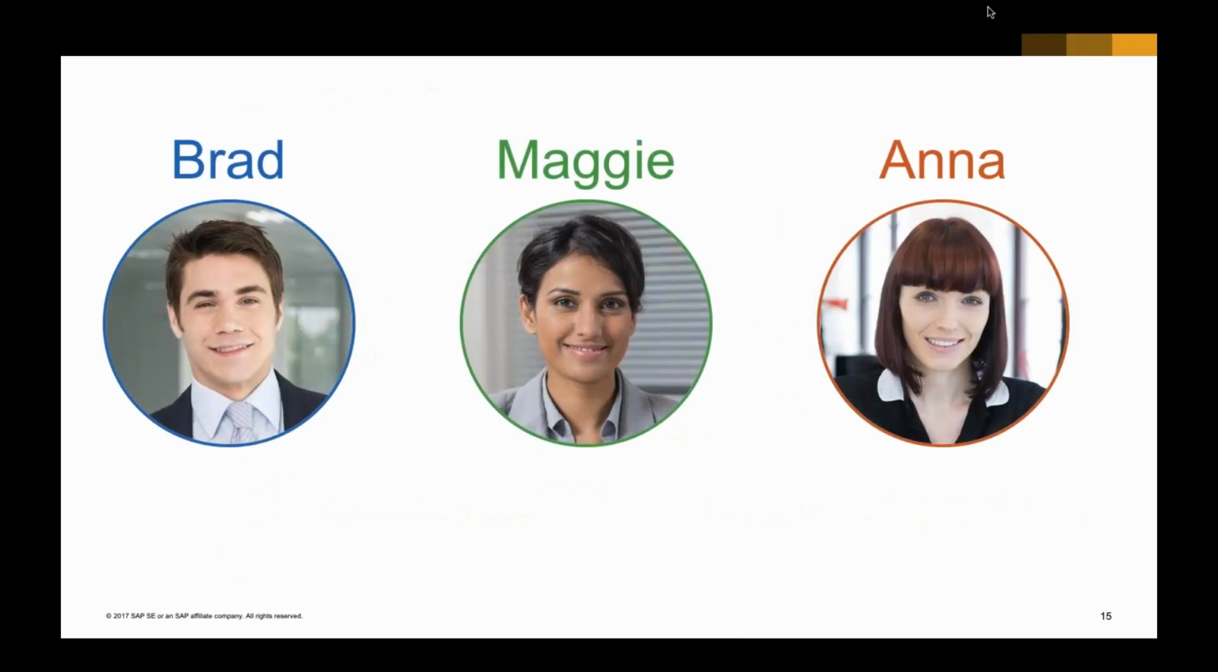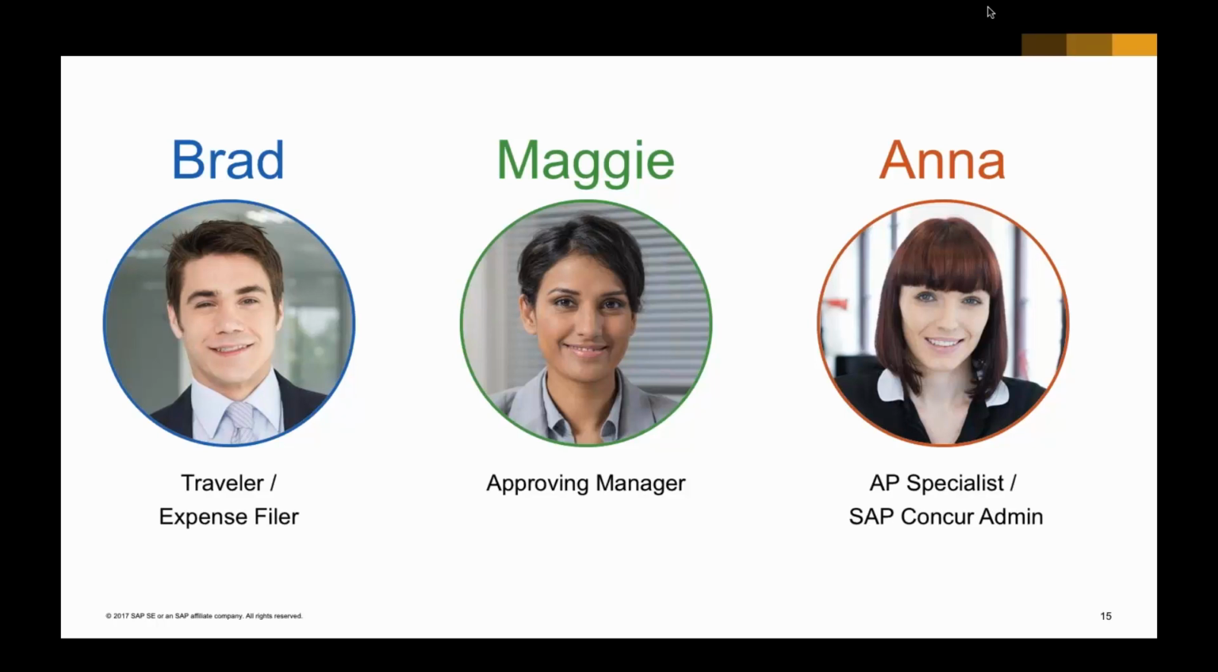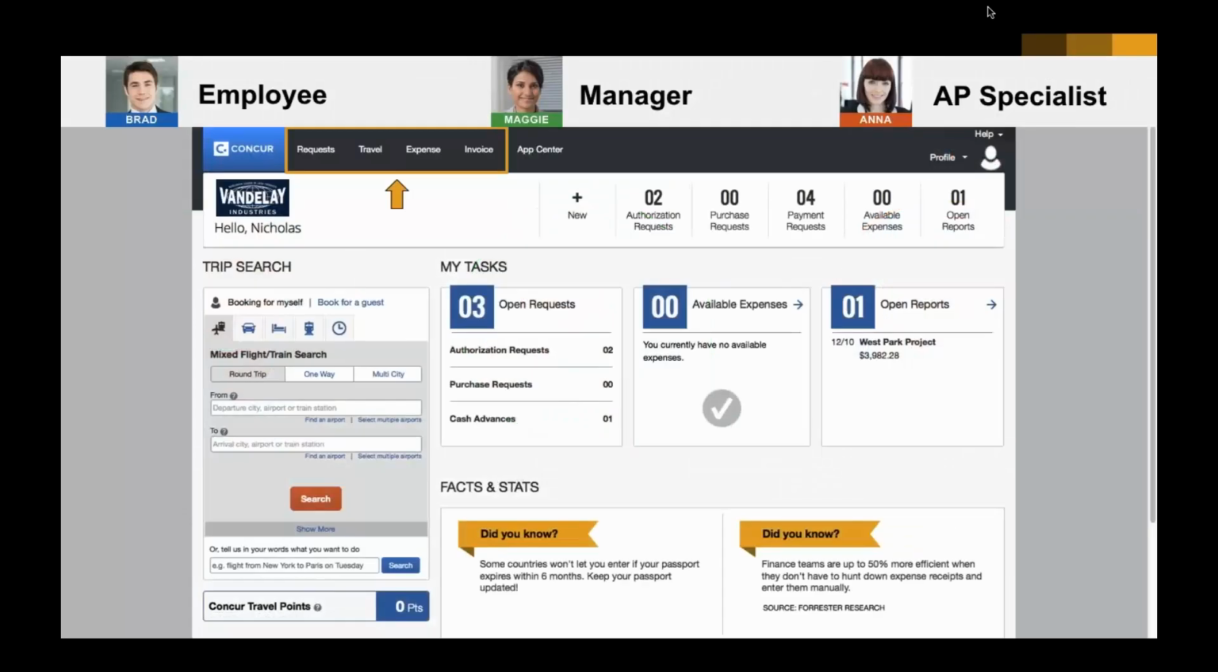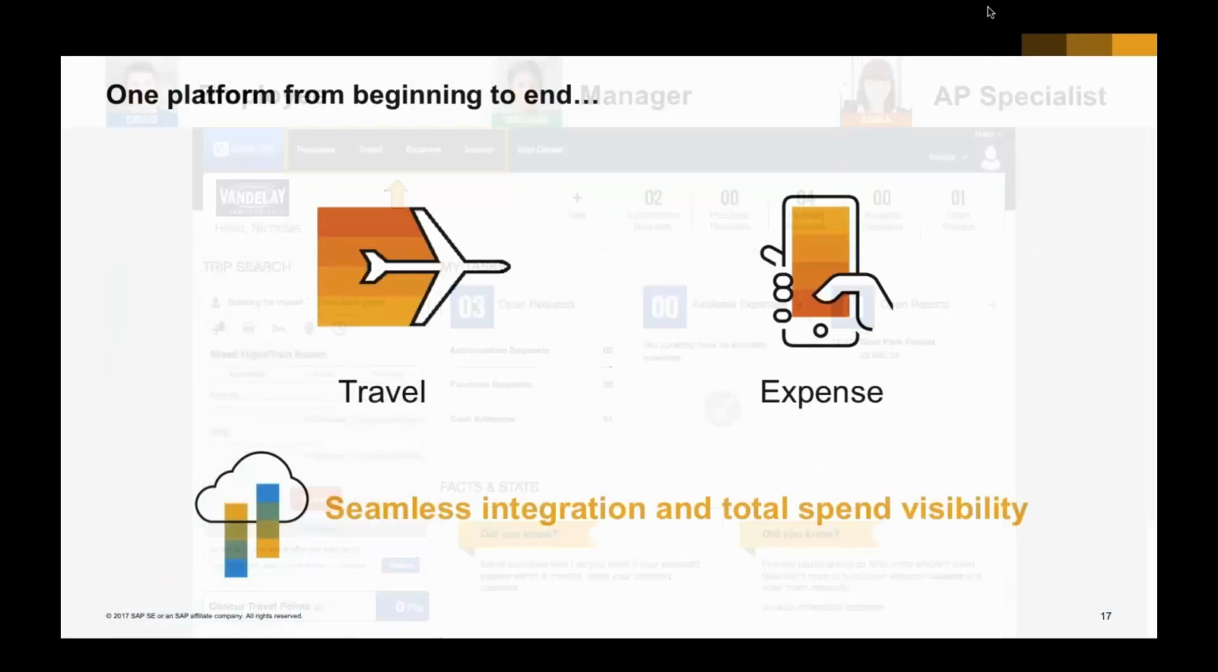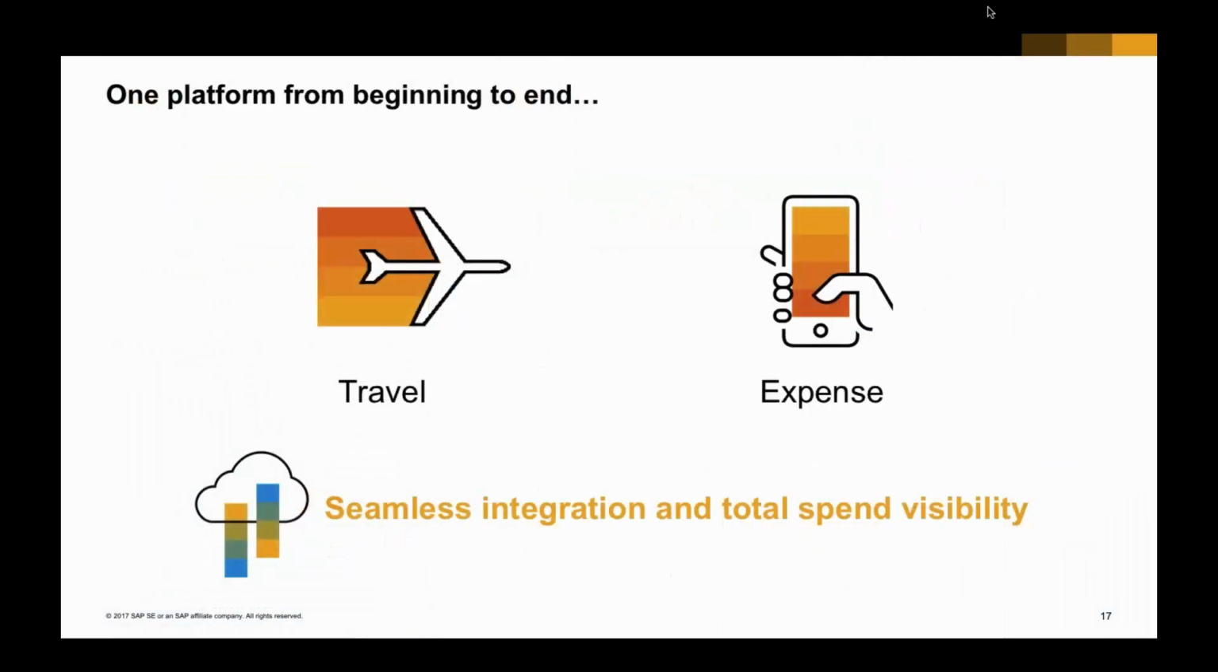So we're going to walk you through this journey primarily from 3 different individuals: Brad, Maggie, and Anna. They are our traveler/expense filer, our approving manager, as well as our AP specialist. Typically, your AP specialist will also be the one to administrate your SAP Concur account. All 3 of them are going to use the exact same platform, which means that they don't have to worry about multiple logins to switch between submitting and approving expense reports and invoices. And so with that, I'd like to turn it back over to Brad.